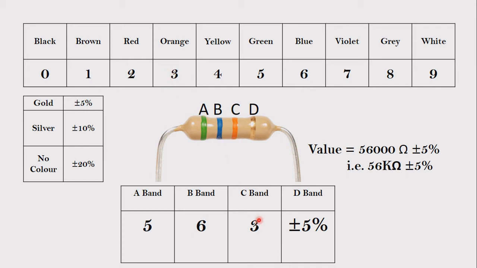And next, D is the last band, which is the tolerance band. It is in golden color. The value of gold tolerance is plus or minus 5%. Note it down as plus or minus 5%.